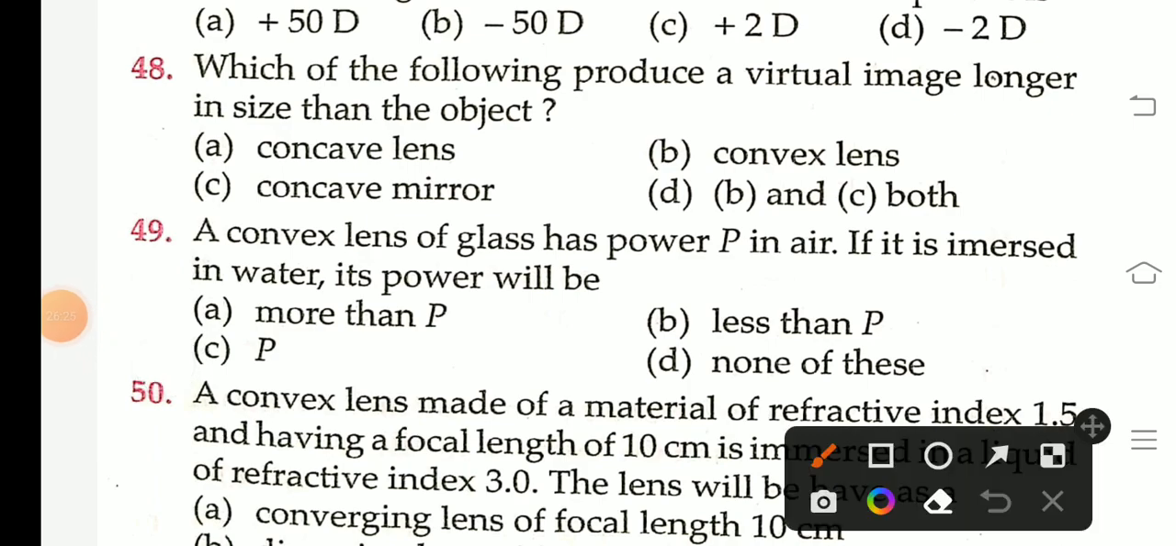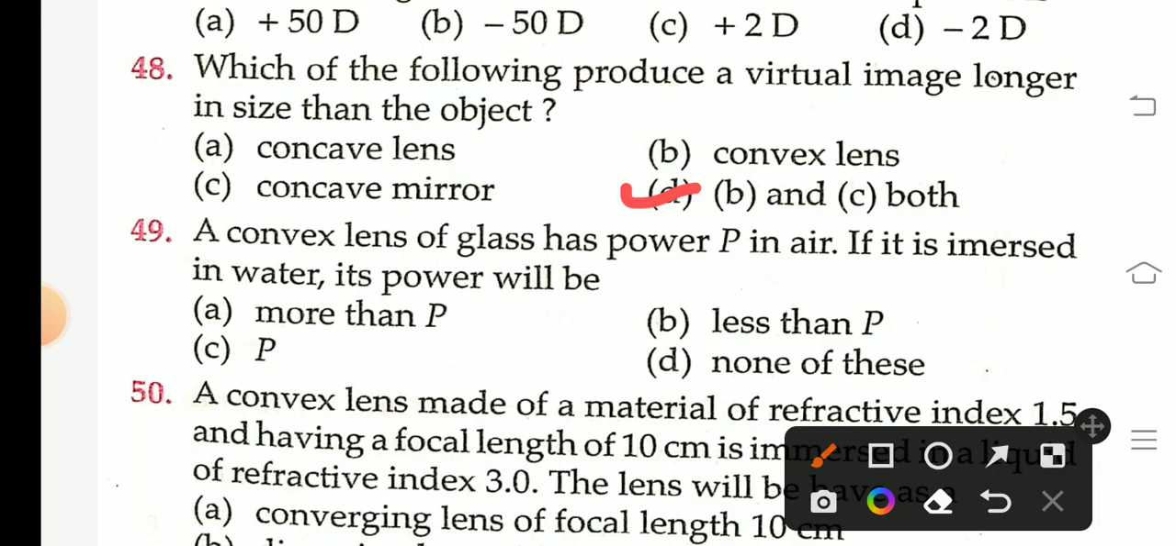Next, which of the following produce a virtual image larger in size than the object? Right answer will be option D, both B and C, means convex lens and concave mirror.